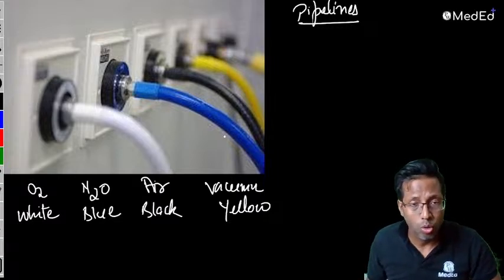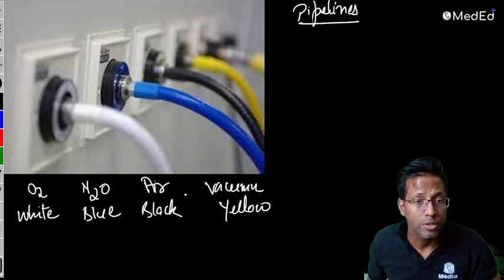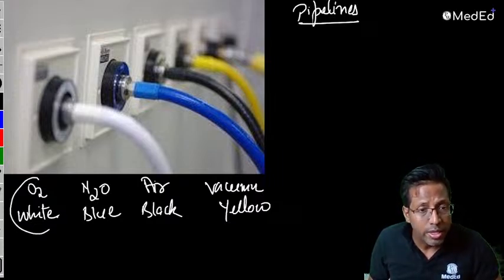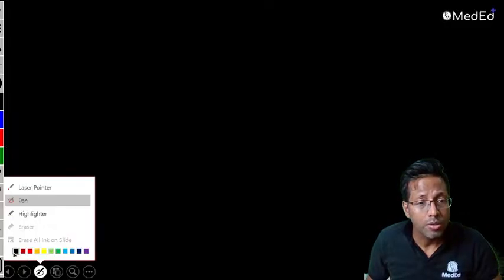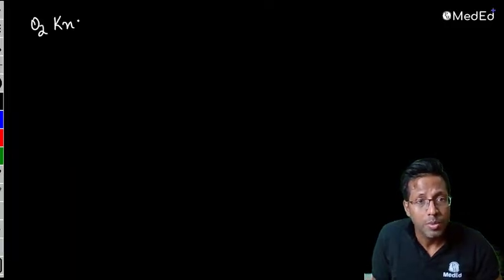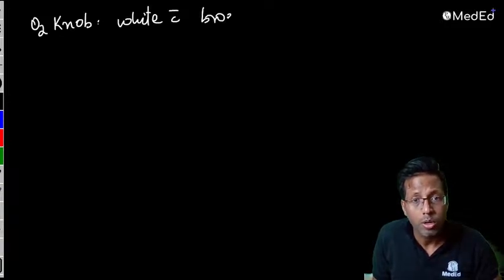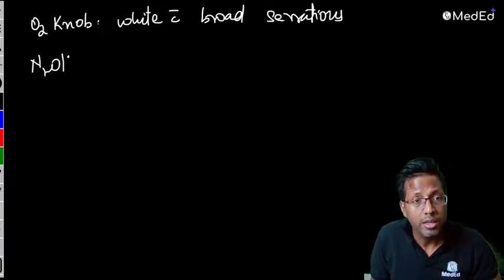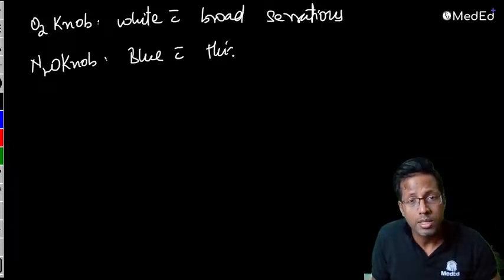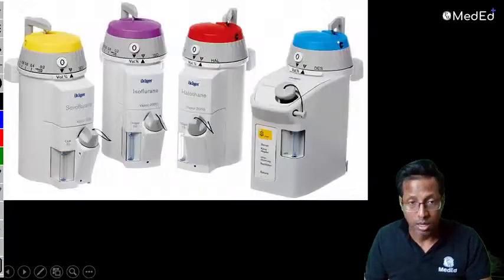Also, if someone asks you about the flow meter knob or the knobs, remember, wherever you get oxygen, it is white and nitrous is going to be blue. So if someone says, what is the color of the oxygen knob, right? This question has been asked before. So the oxygen knob is going to be white in color, and it has broad serrations. This lies on the anesthesia machine, right? It's a flow meter knob or the flow control valve, which we call. And the nitrous knob, what will be the color? Blue, right? And compared to oxygen, it has thin serrations or thin grooves. So this completes the color coding.